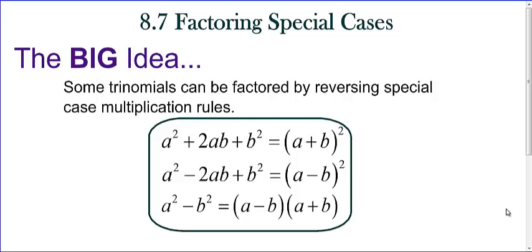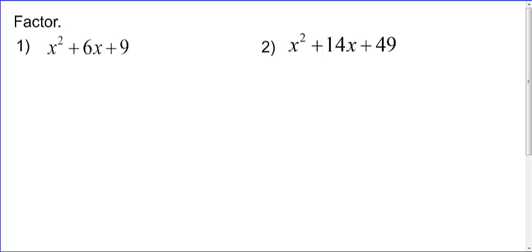In section 8.5, we took a look at some special multiplication cases. Things like (a + b) squared, (a - b) squared, and (a - b) times (a + b). The beauty of this is today we're just going to use those same patterns and work backward. So the big idea today is that some trinomials, those that fit the special patterns, can be factored by reversing special multiplication rules. And you can see the three right here that we'll be dealing with. So let's take a look at some examples of this.